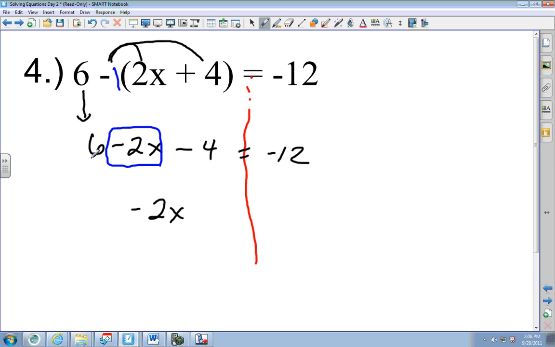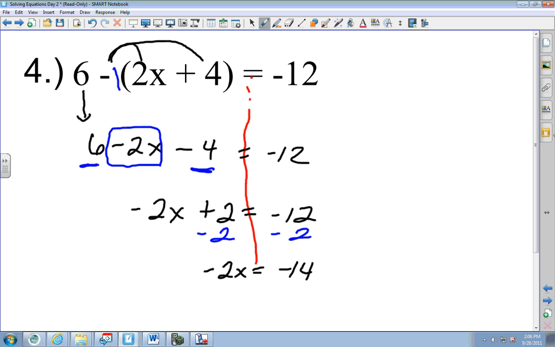Then I'll put together my units. 6 minus 4 plus 2 equals negative 12. Subtract 2 to each side. Negative 2x equals negative 14. I'm going to divide by negative 2. X equals 7.